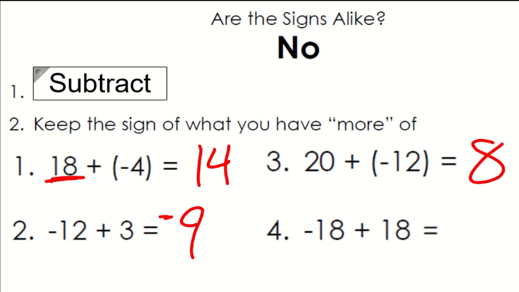And number 4, Sarah E. 0 is correct. Signs are different, we subtract. 18 minus 18 is 0. We don't have to worry about the sign of the bigger number. There isn't a bigger number, but 0 is not positive, 0 is not negative, 0 is 0. Okay? Any questions on that?